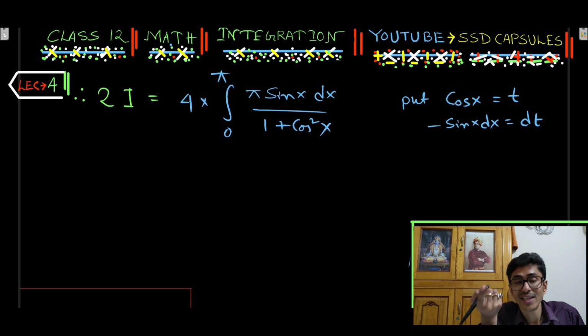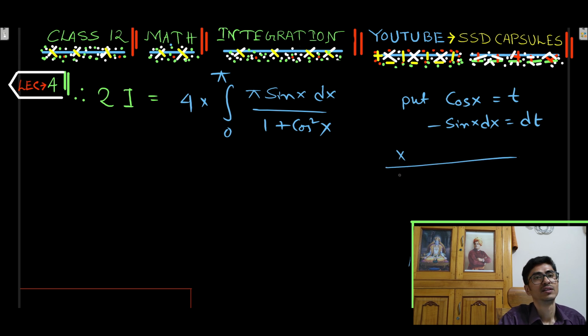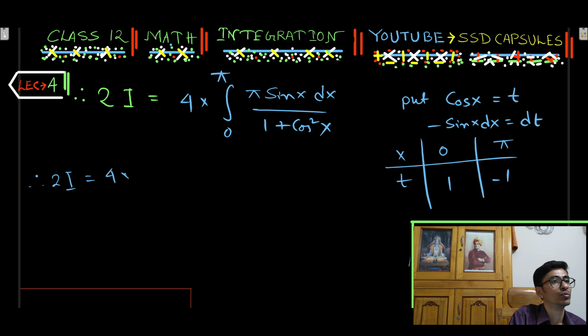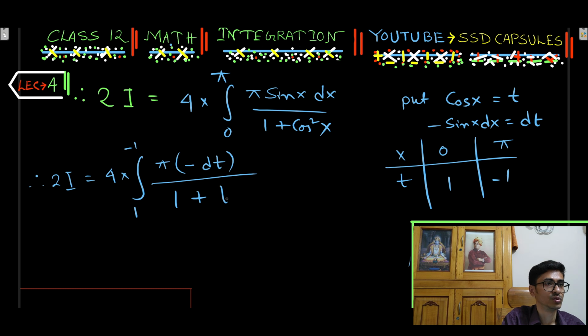So we have to change the limits. So here x, and we are changing to t. So value of x is lower limit 0, upper limit pi. So when x equal to 0, cos 0 is 1. When x equal to pi, cos pi is minus 1. So here therefore 2I equal to 4 into lower limit 1, minus 1. So pi sin x dx equal to minus dt by 1 plus cos square x means t square.